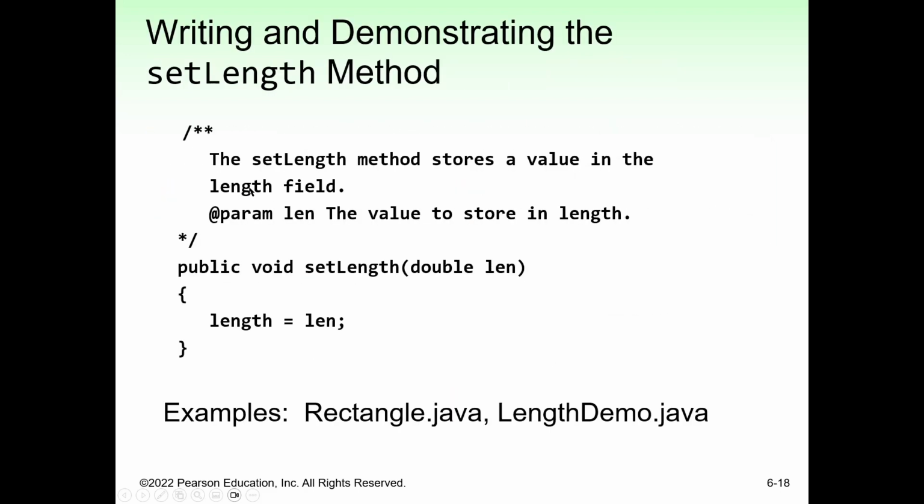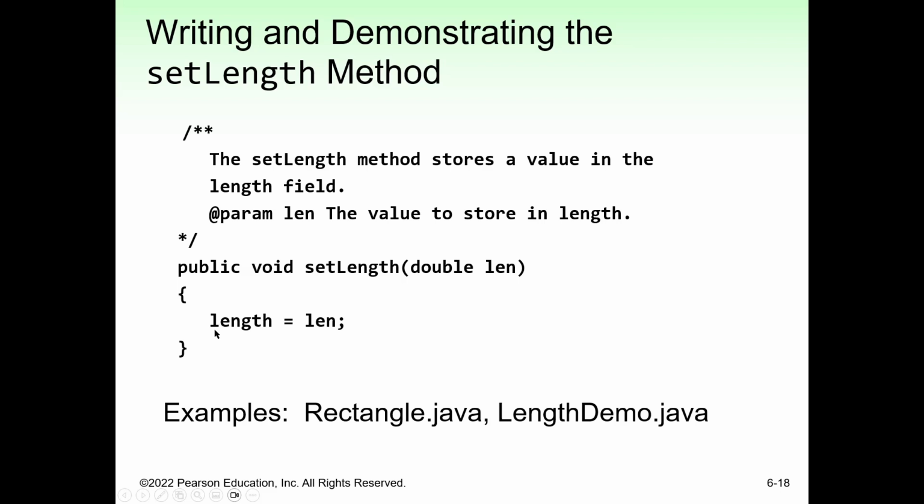Now, this is the Javadoc documentation right here. So it briefly explains what this method does. So the setLength method stores a value in the length field. Now we are specifying that we have a parameter called len, and that parameter is just gonna be the value to store in our variable length of our object. So again, this is the header that we just talked about. Then we have the curly braces, as every other method and class does.